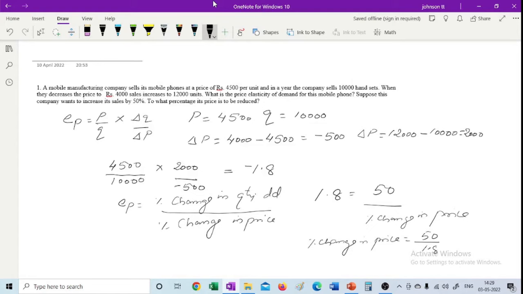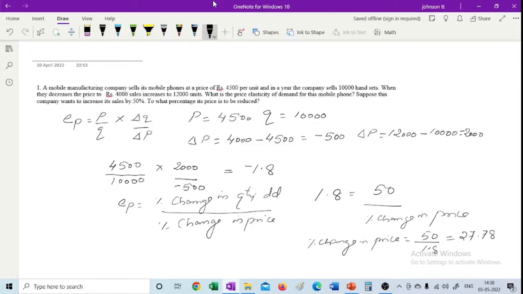Here there is no need to put this minus sign, because we are finding the percentage. Now the answer is 27.78. If the company reduces its price by 27.78%, then the company will be able to increase the sales by 50%.